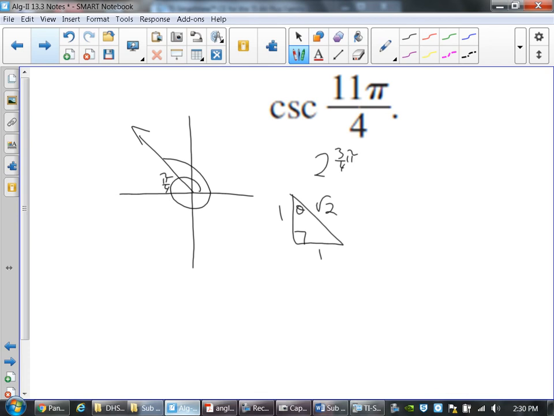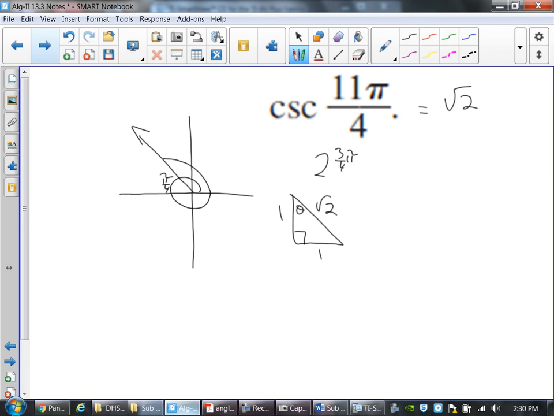Cosecant is the inverse of sine. Sine is opposite over hypotenuse. Cosecant is hypotenuse over opposite, so you get root 2 over 1. Is sine positive or negative in the second quadrant? Positive. Y values are sine.